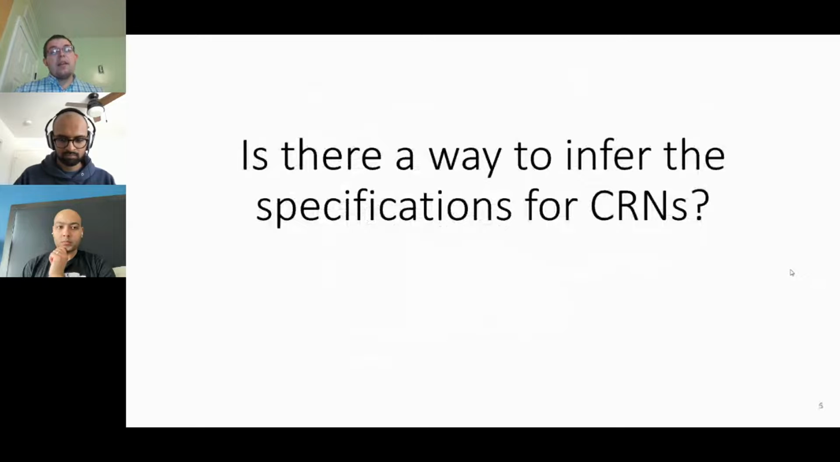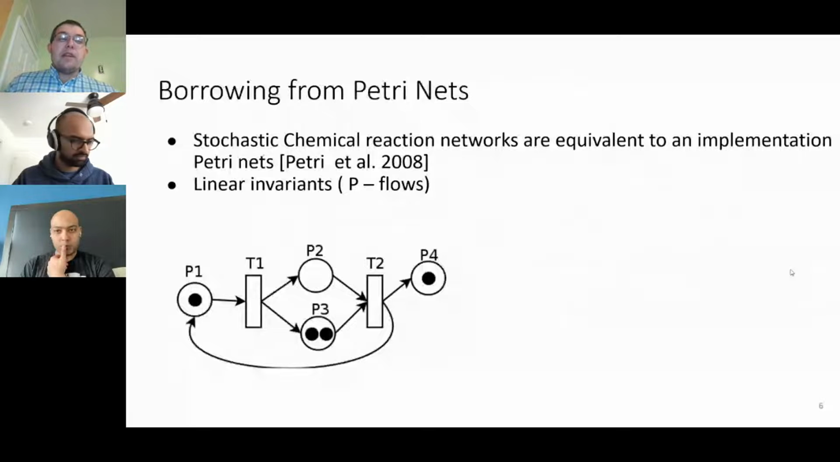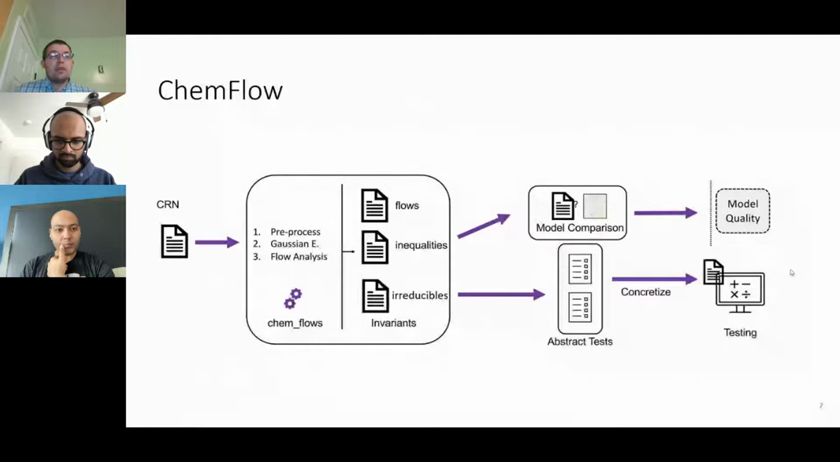So we asked, is there a way to infer the specifications for these chemical reaction networks? Borrowing techniques from Petri nets, since there's been shown an equivalence between stochastic chemical reactions and a certain implementation of Petri nets, we were able to use linear invariants, or P-flows, to help infer some of these specifications from the models themselves. In this work, we present ChemFlow, an invariant inference technique that can be used for model comparison as well as test case generation.